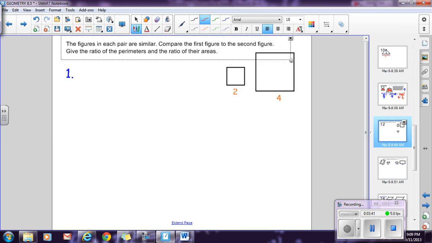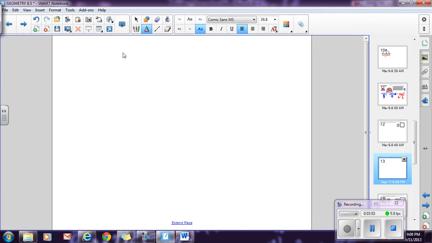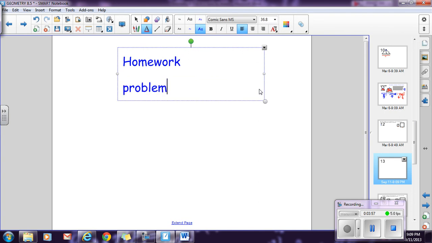Okay, so when we're all done, here we go. It says here, these are the directions. This is your homework. Your homework is going to be problems 2 through 18 even. If you haven't written that down yet, write it down. That means there's only 9 problems for homework, but I'm going to do lots of examples with you guys.